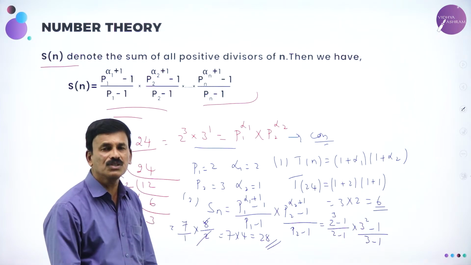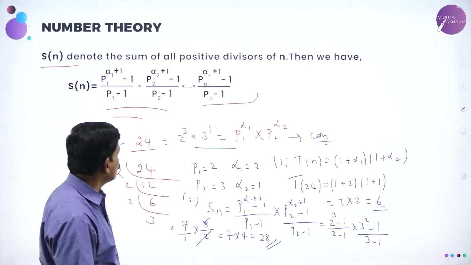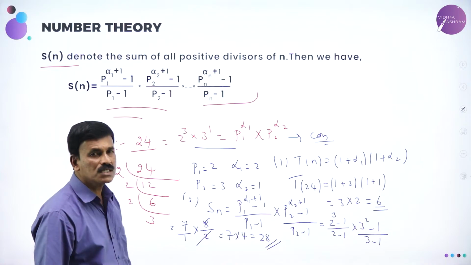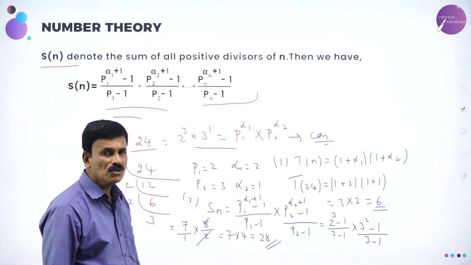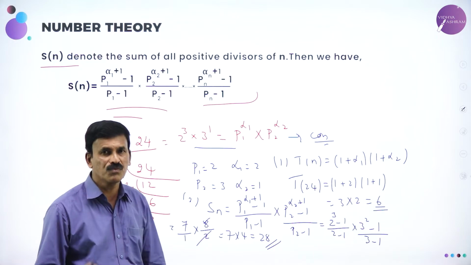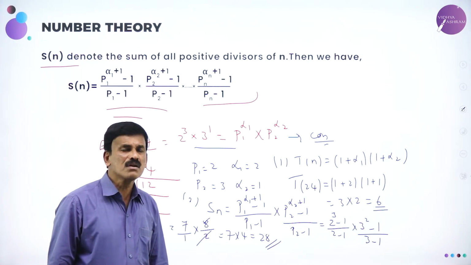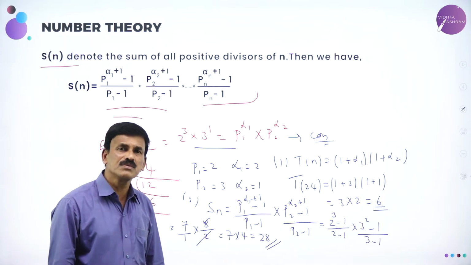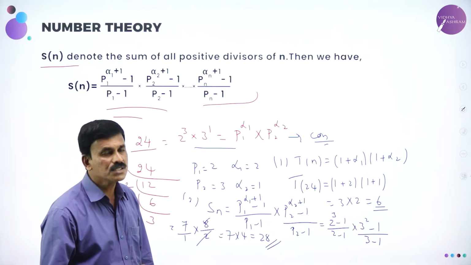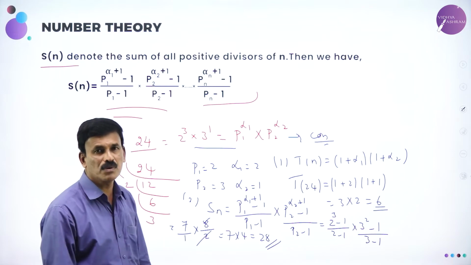This is how we are going to simplify. We can find the number of positive divisors and the sum of positive divisors for a given composite number. Hope you followed. That's it. These are very simple concepts which you are going to study in this chapter. Now, let us take problems based on this.